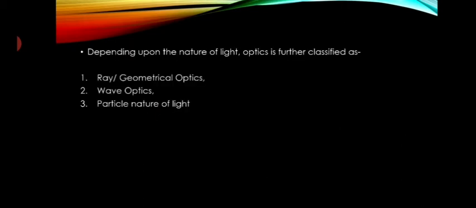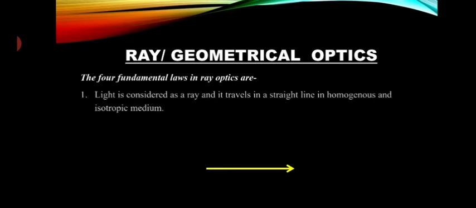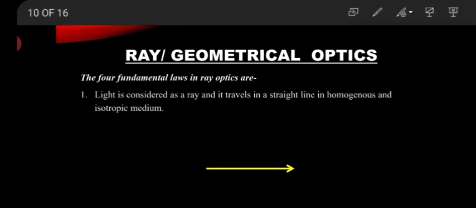Further, depending upon the nature of light, which I said is the particle nature and the wave nature, the overall optics chapter is divided into three parts, that is ray or geometrical optics, wave optics, and particle nature of light. In ray optics or geometrical optics, light is considered as a ray. You can see here, this is a ray, that is, in mathematics you have learned about the ray line. So a ray has one starting point, and it moves in a forward direction in a straight line. So light is considered here as a ray.